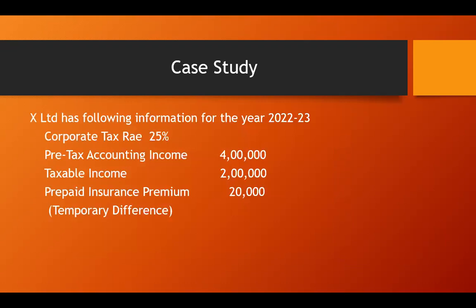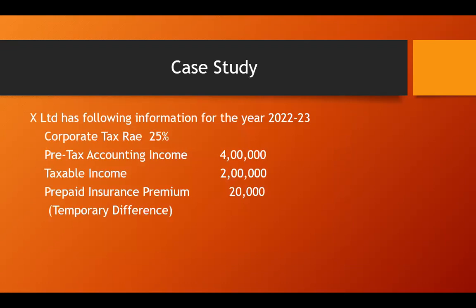For example, this is a case study. X Limited has the following information for the year 22-23. The corporate tax rate is 25%. Pre-tax accounting income, this is PBT, is 4 lakh rupees. Taxable income is 2 lakh. One item is prepaid insurance premium, 20,000. This is a temporary difference.